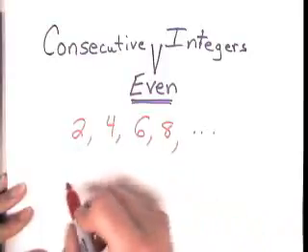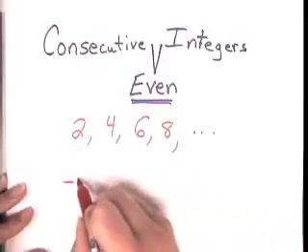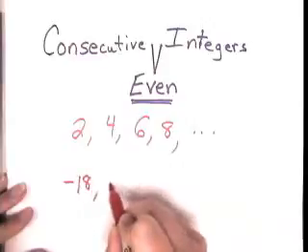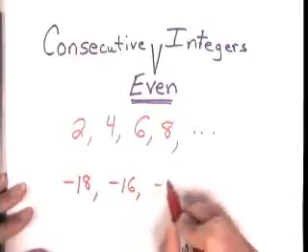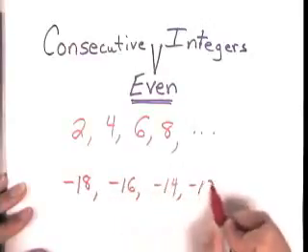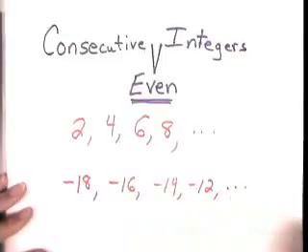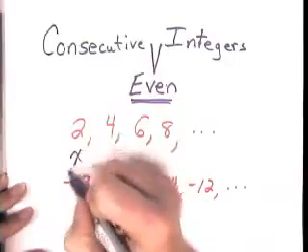We could also use negative values. So if we started down here at negative 18, the next in the list would be negative 16, negative 14, negative 12, and so on. Just like we did with the regular consecutive integers, we can use algebra to set up a way to represent consecutive even integers. What we're going to do is let this first value be x.